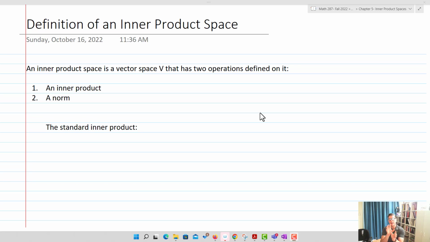What we want to do is be really careful about how we make these definitions. So we're going to begin with this inner product space. This object is a vector space V that will have these two extra operations defined on it: one called an inner product, the second called a norm. Now, let's look at the standard inner product. You've seen this a lot, like I said, inside of your multivariable calculus class. It is the dot product.